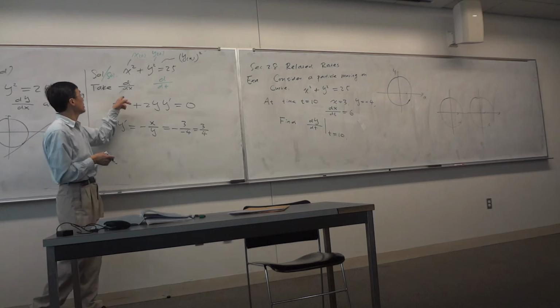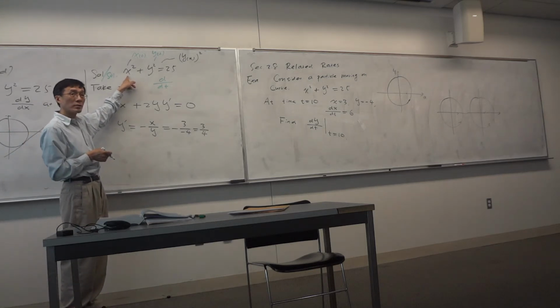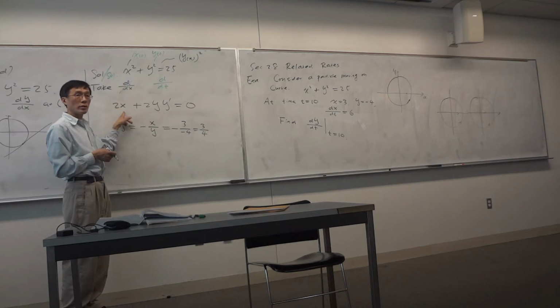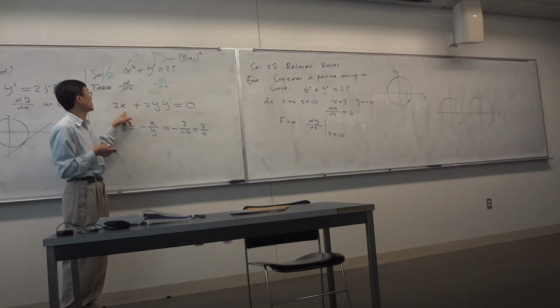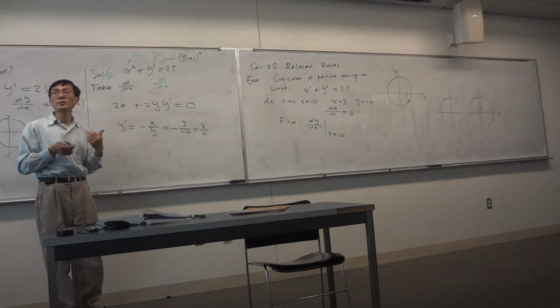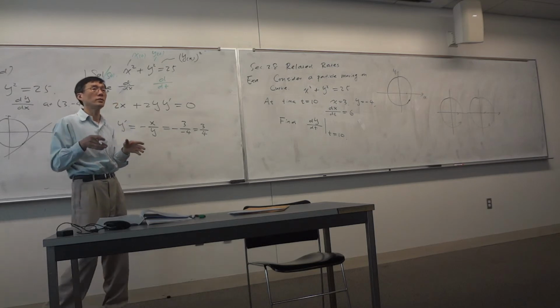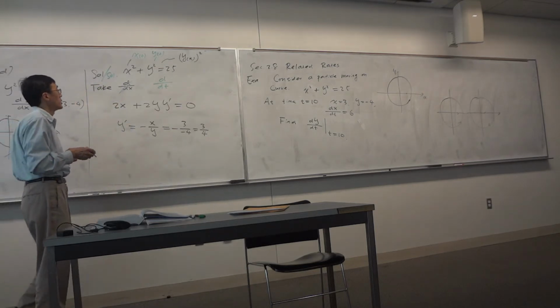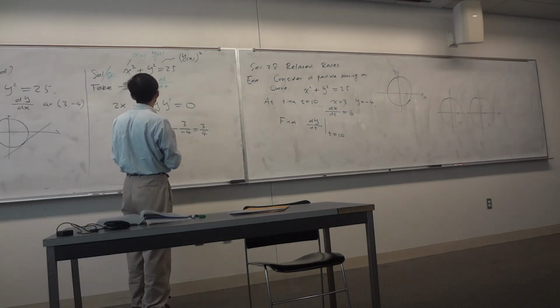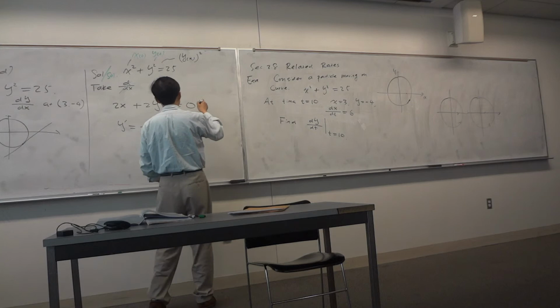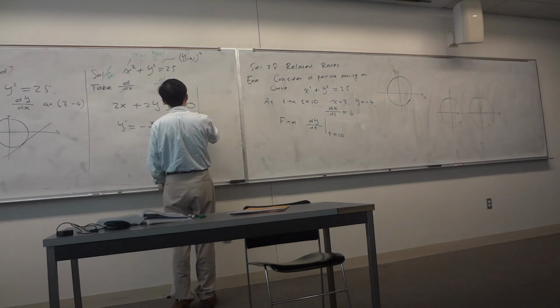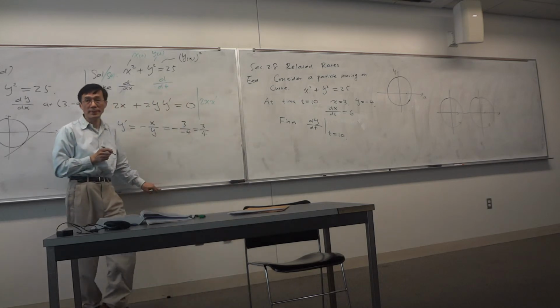When you take a d/dt, what are you going to get from x squared? Are you going to get just a 2x as before? No. You're going to get a 2x x prime. That's because x is a function of t. And x prime is really what? dx/dt. So it's really a 2x dx/dt, which is your x prime.